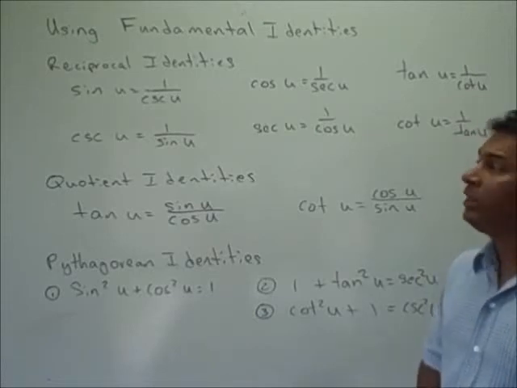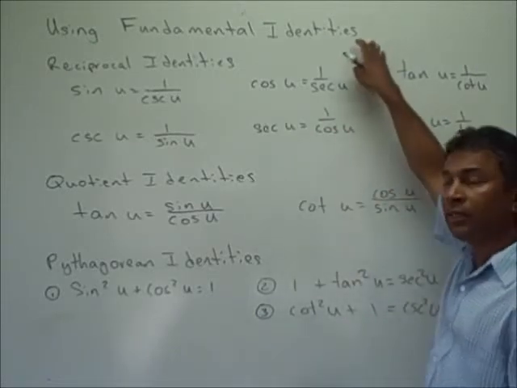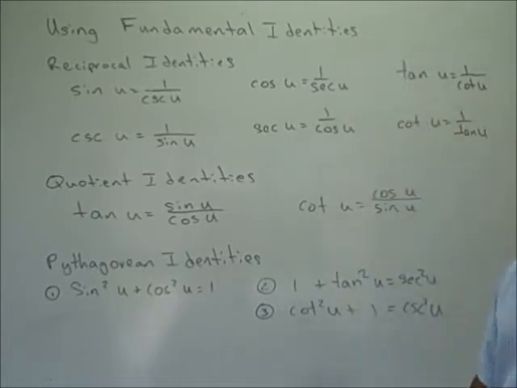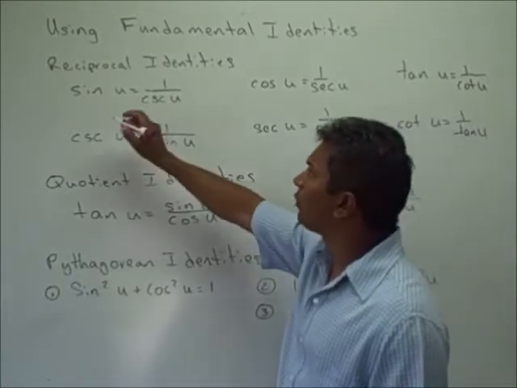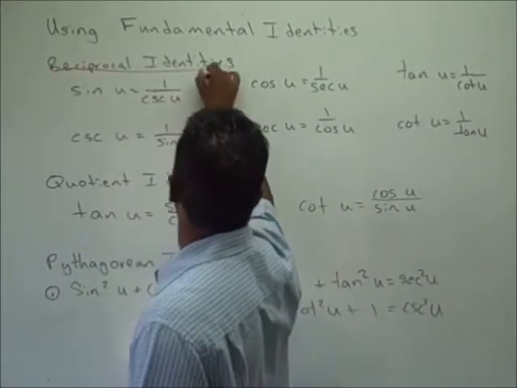In this section, we'll be using our fundamental identities to evaluate functions, to simplify more complex identities, and even to solve equations. First, let's recall a few of our identities. We have our six reciprocal identities.